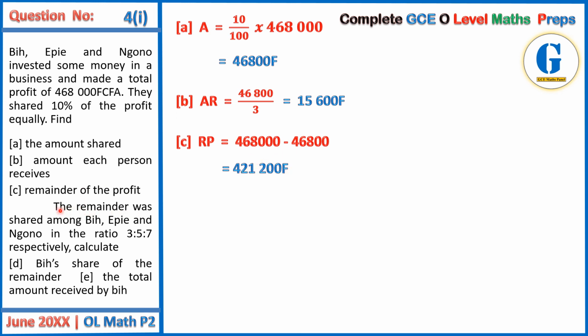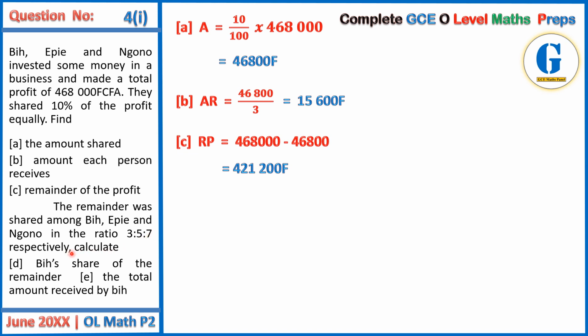Now this paragraph introduces the D part and it states the remainder was shared among B, Pierre and Ghana in the ratio 3:5:7 respectively. The word respectively here is very important because it means the first name they call matches the first digit here of the first number, the second name matches the second, and the third matches the third as well. That's the meaning of respectively. Even if they don't say respectively in the exam, always follow this rule. So it therefore means that B should get 3 parts out of the total, Pierre should get 5 parts, and Ghana should get 7 parts of this profit.